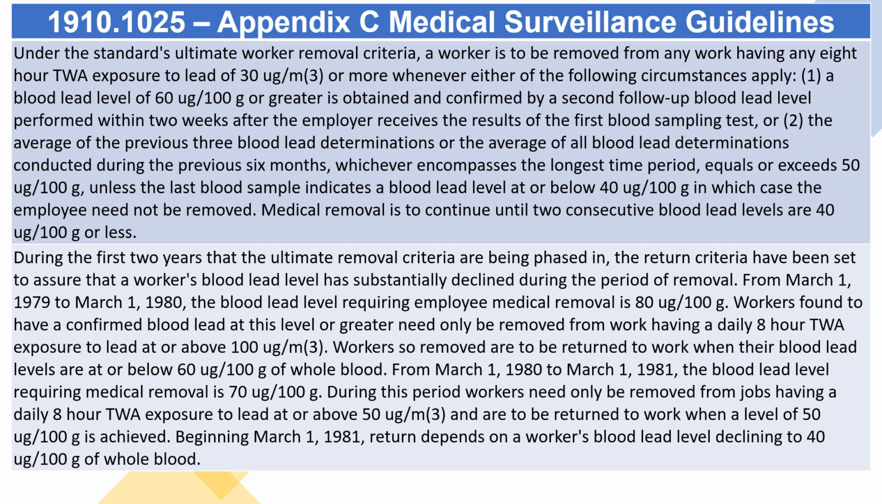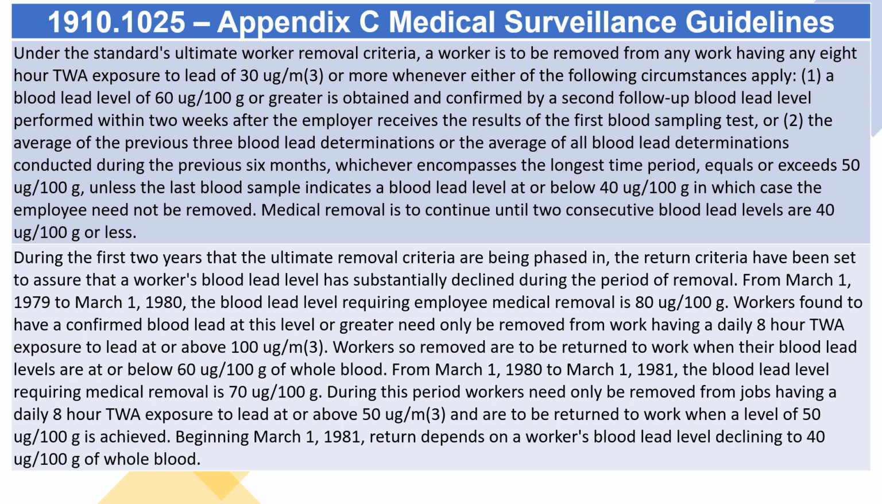Medical removal is to continue until 2 consecutive blood lead levels are 40 µg/100 g or less. During the first 2 years that the ultimate removal criteria are being phased in, the return criteria have been set to assure that a worker's blood lead level has substantially declined during the period of removal. From March 1, 1979 to March 1, 1980, the blood lead level requiring employee medical removal is 80 µg/100 g. Workers found to have a confirmed blood lead at this level or greater need only be removed from work having a daily 8-hour TWA exposure to lead at or above 100 µg/m³.